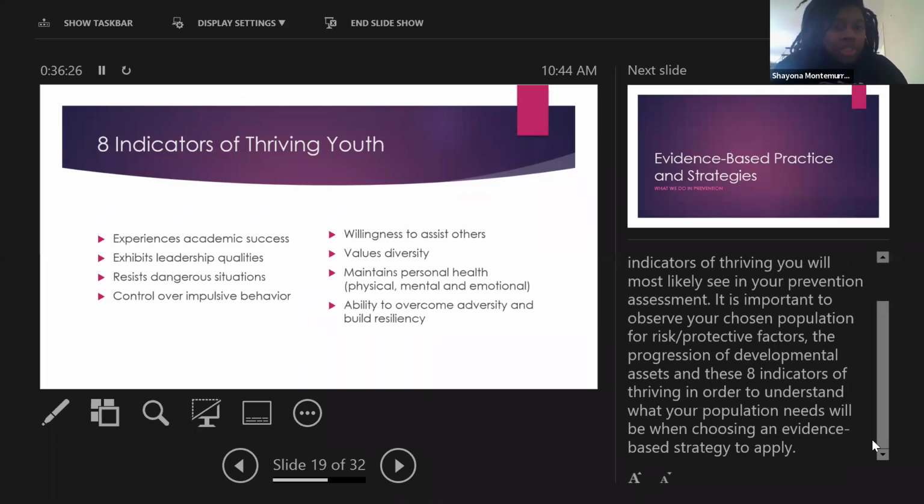So as we look through our 8 indicators of thriving, they are going to be academic success, leadership qualities, resisting dangerous or risky situations, being able to control any compulsive behavior, a willingness to help others, value and diversity, which we touched on a little bit before, maintaining their physical, mental, and emotional health, and also the ability to overcome adversity and build their own resiliency.